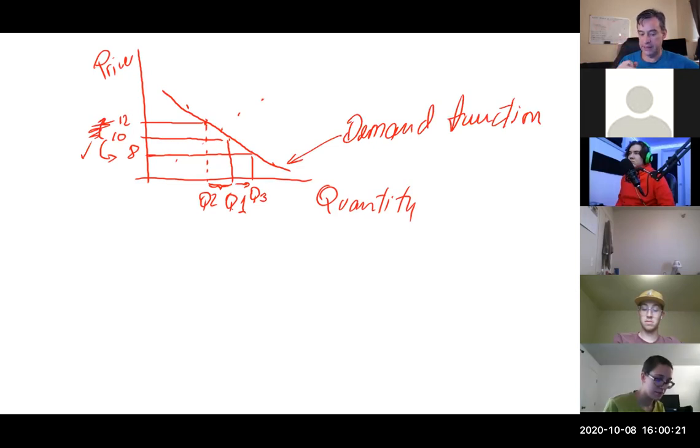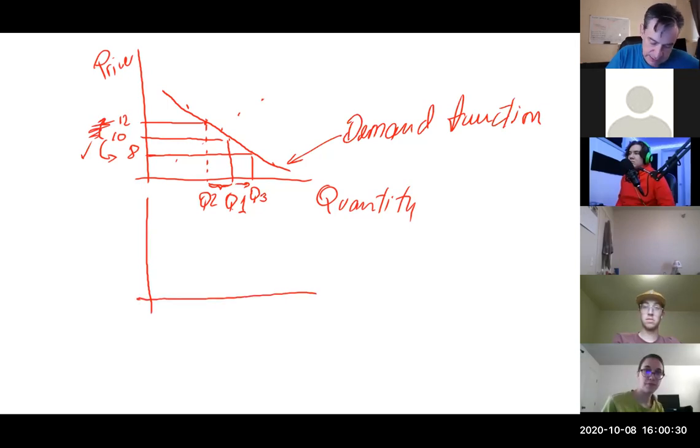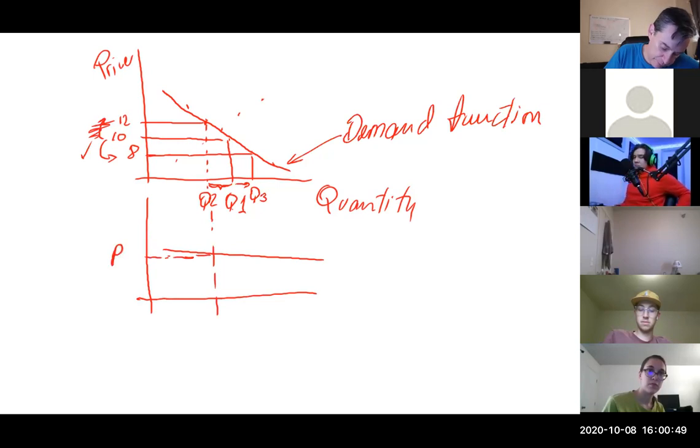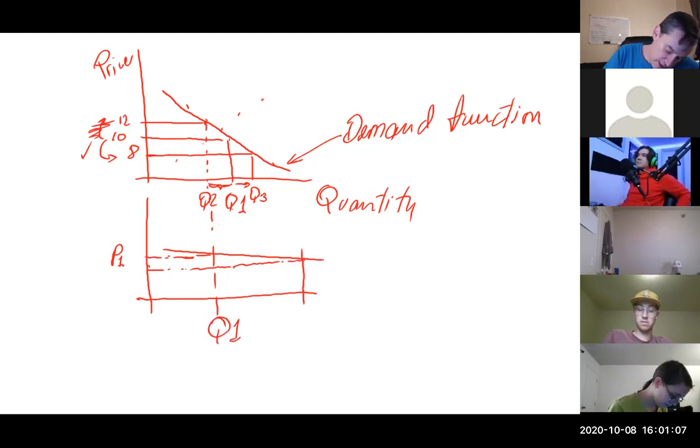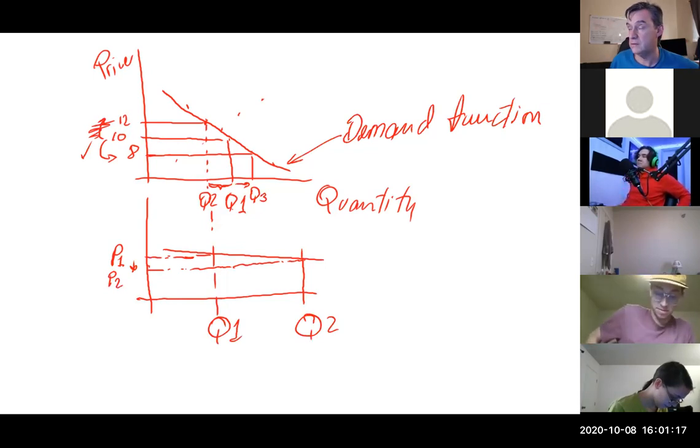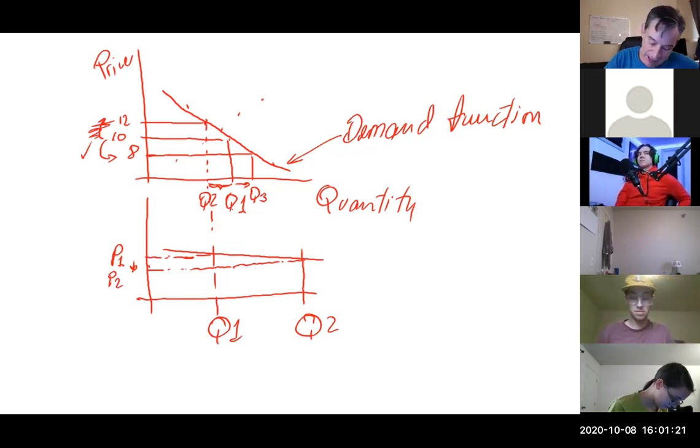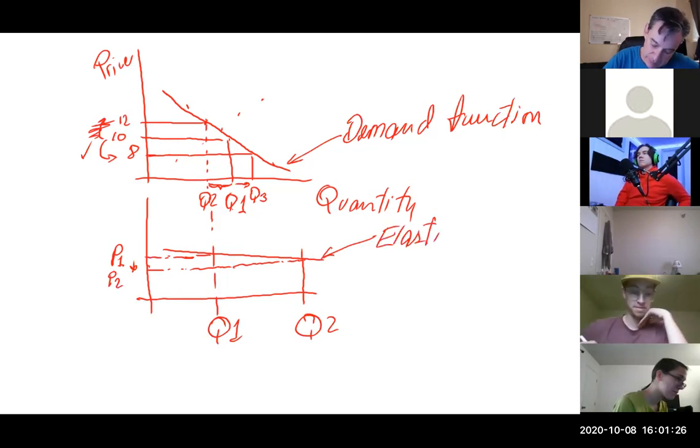Let me change the game a little bit, okay? How do you see this? Let's assume that now the demand is like this. If you have this price level, let's say price 1, whatever the price is, and you decrease the price, this is quantity 1, you decrease the price to price 2, now you will be selling quantity 2. Wow, you see? It's elastic. That's an elastic demand.